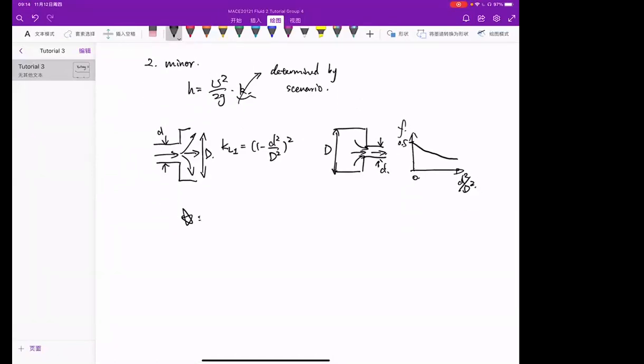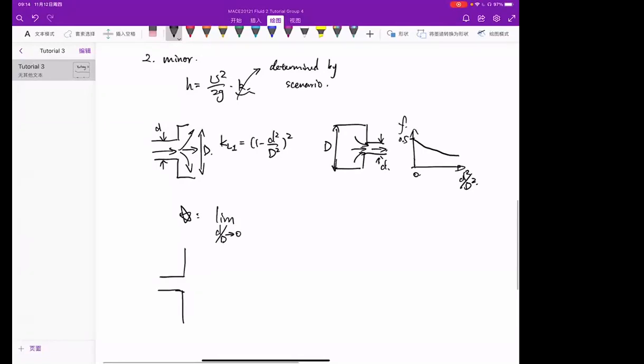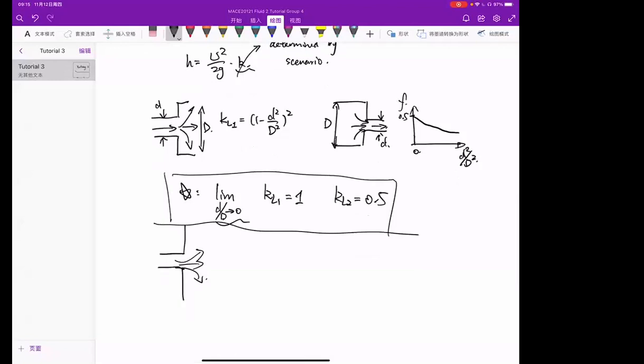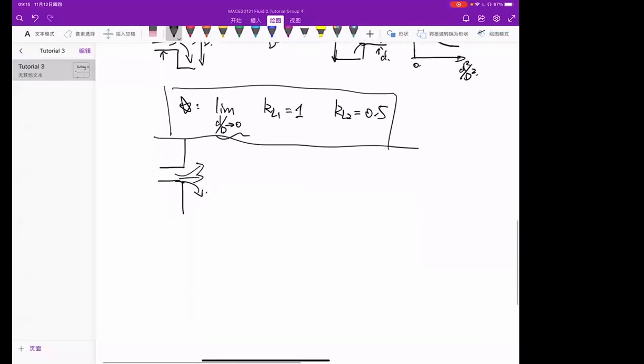So the scenario you should bear in mind is d over D goes to zero. So that means the big D is so big. For example, you have a free stream pipe out, or something like that. So that means we have a very large big D. So you have a pipe going into a reservoir or something like that. So for this scenario, KL1 should be 1 and KL2 should be 0.5. So this relationship should always be remembered, as generally this is what you are asked to use if a minor loss should be considered.